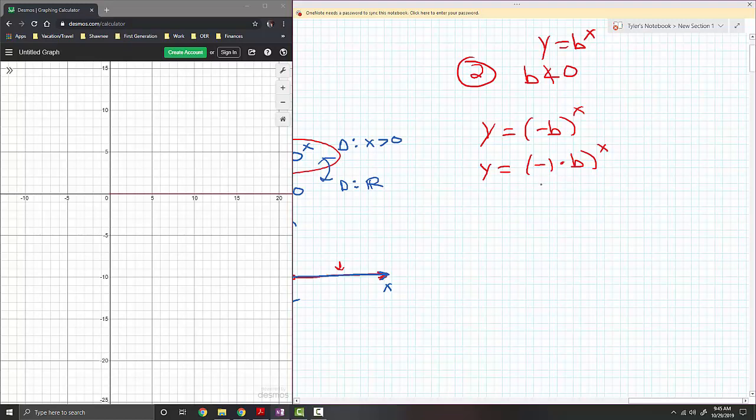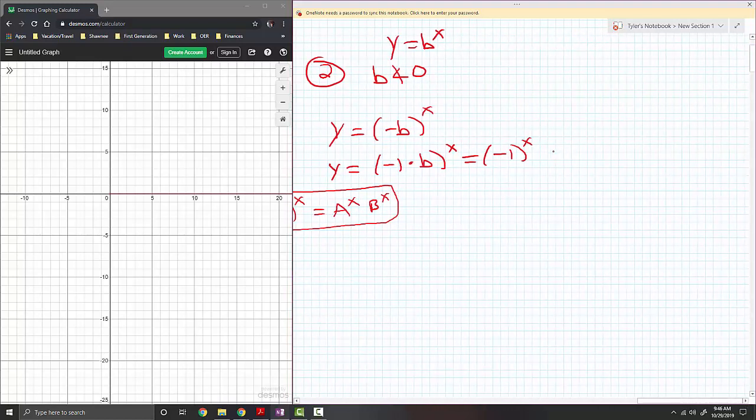And then we can apply an exponent rule. So if I have two factors like a times b raised to the x power, the exponent rule for this is that each factor inside gets raised to that power, right? So it becomes a to the x and b to the x. So this is just a quick review of that exponent rule. So what this would become is minus 1 to the x, and then times b to the x, right? That's what this would become.